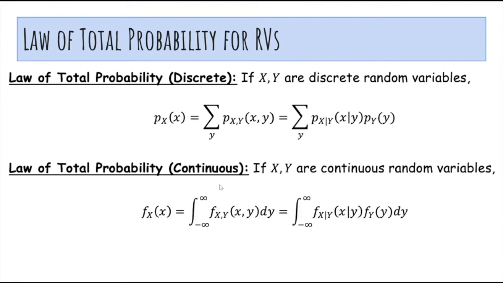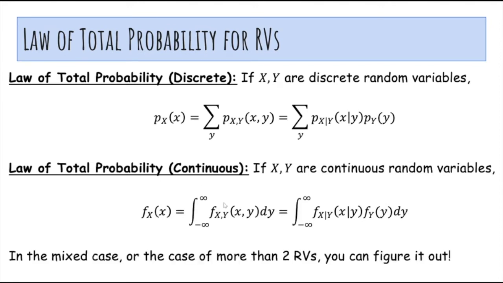The continuous case is very similar. You just replace the sum with an integral and replace the probability with a density. In the mixed case, there are more than two random variables. You can figure it out.